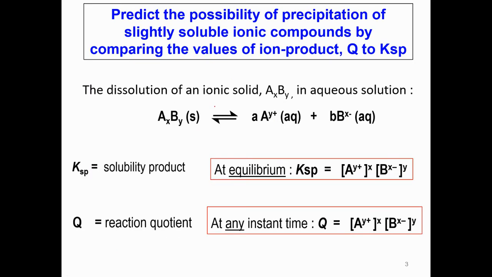Now, let's look at this solution of an ionic solid. It partially dissociates and becomes ions in aqueous solution. If the solubility product refers to equilibrium, then we write down the expression. Q is the reaction quotient. Remember what we learned in chapter 6, chemical equilibrium, where we compare Q and Kc. So it is the same. We also write down the expression, but Q refers to any instant in time.